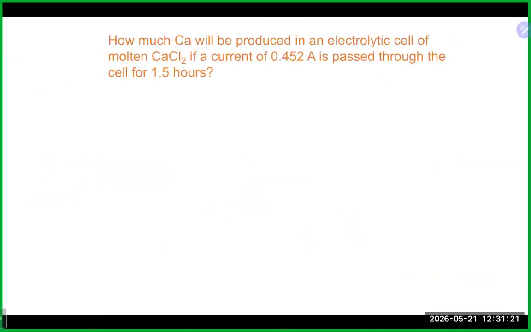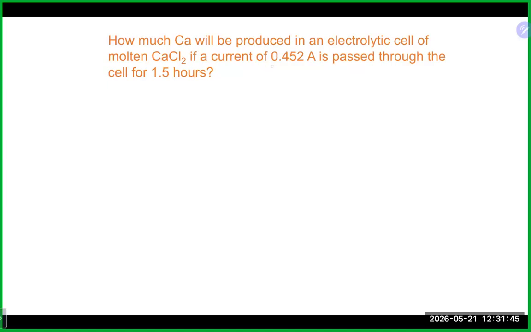So let's take a look at one here. We'll come back to this one later. We'll do this one. We want to know in this case how much calcium would be produced in an electrolysis cell where we have molten calcium chloride, and we run it at a current of 0.452 amperes, and we run it for 1.5 hours.